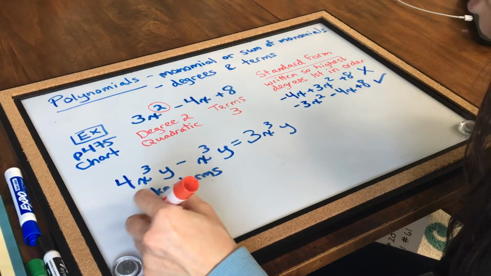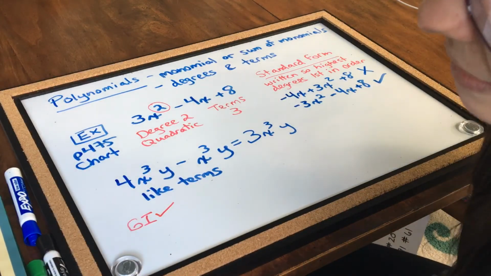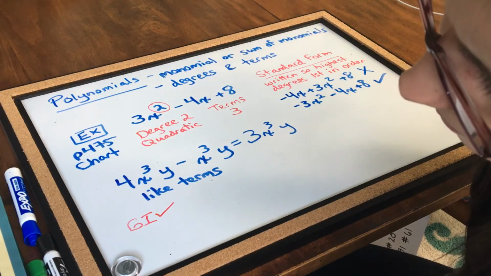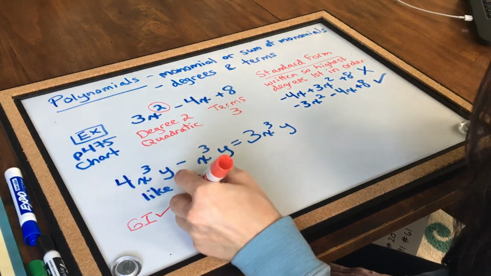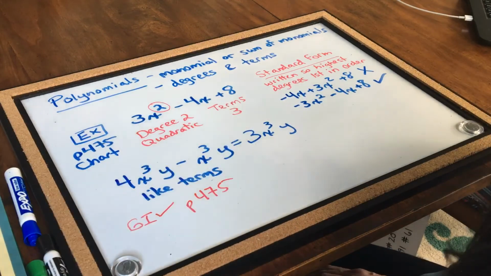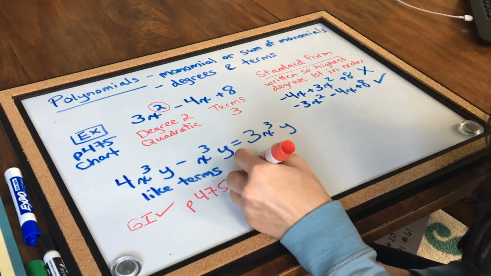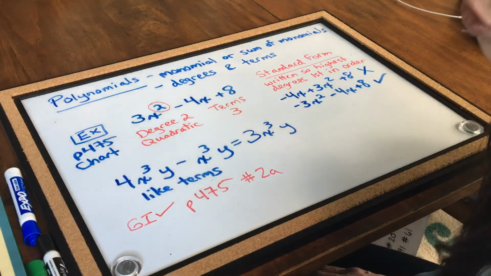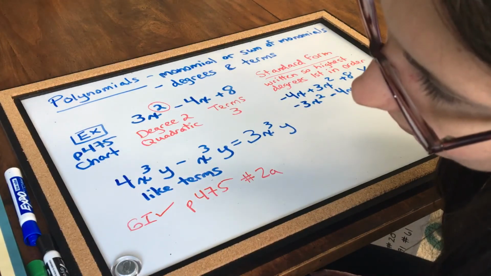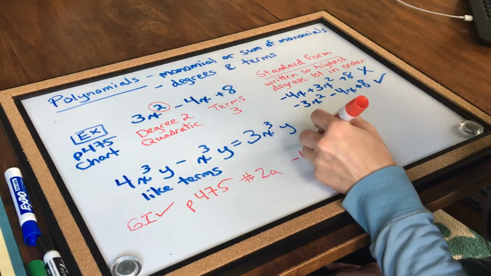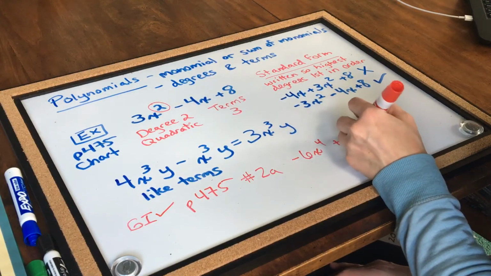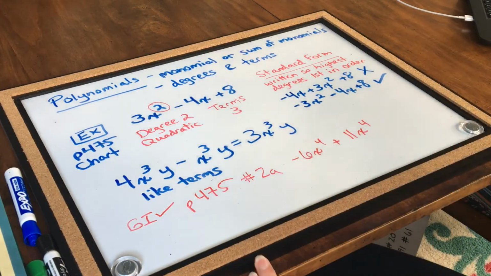Our got it check is going to be on page 475, and we're going to be doing got it check number 2. Let's do 2a. So 2a asks us, what is the sum of negative 6x to the 4th plus 11x to the 4th? Okay, pause your video, come back, and we'll give it a try.